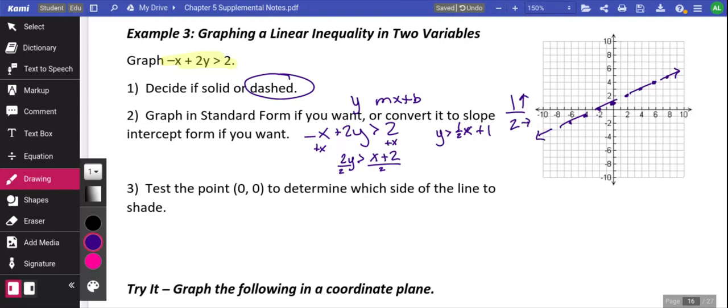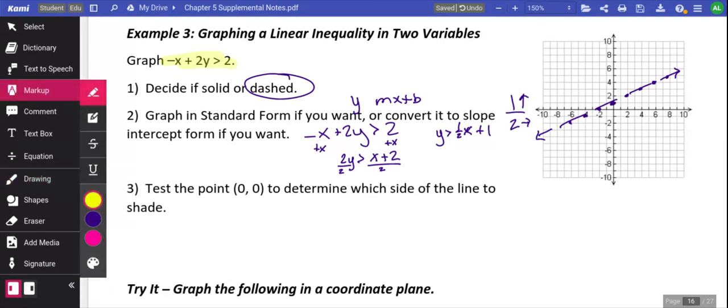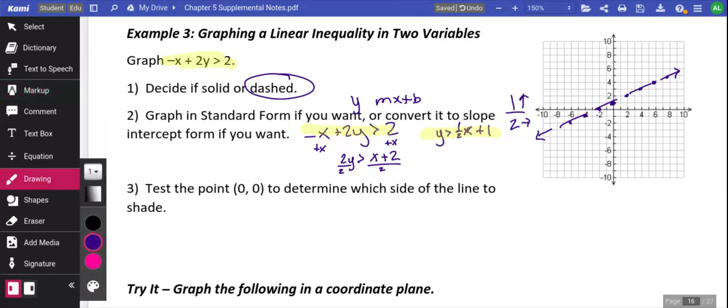So pretty clearly a dashed line. Again, if you accidentally make it a solid line because that's what you're used to, just erase the little spaces and make it a dashed line. Okay, now I want to test my point 0, 0. I could test it in my original equation. I could test it in my slope-intercept. I keep saying equation, I mean inequality. It doesn't really matter. I'm going to do the original equation.